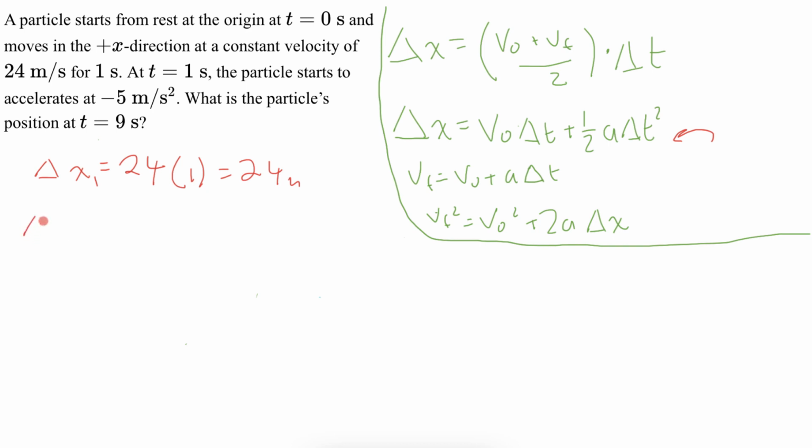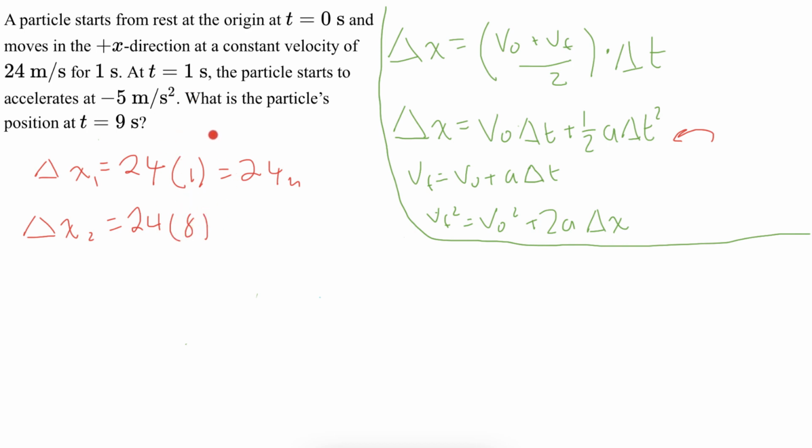Now the second part, it starts accelerating at minus 5 meters per second squared for the next 8 seconds. Since we're ending at 9 seconds, 1 second has already passed. So there's 8 seconds left. Now the first part was constant velocity, so its initial velocity is still 24 meters per second. And then this time the time interval is 8, because we're going from 1 to 9 seconds, there's 8 seconds in between.